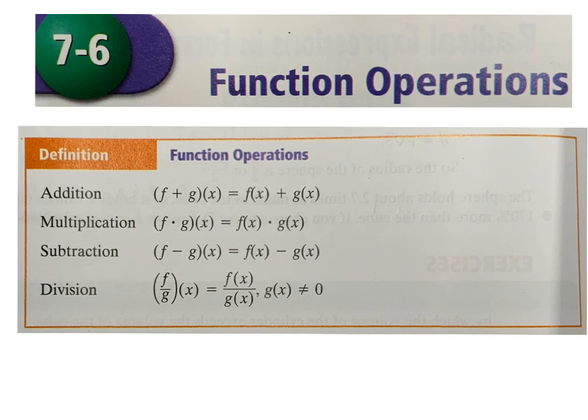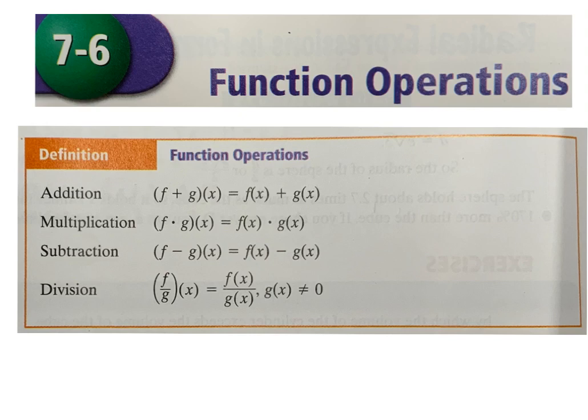All right. So up till this point, we've been dealing with functions individually. Now we're going to actually start putting functions together. Function operations: addition, multiplication, subtraction, division. And they give you the notation here for them, which is the notation that hopefully you have seen before: plus, a little dot for multiplication, minus, and then the line for division.